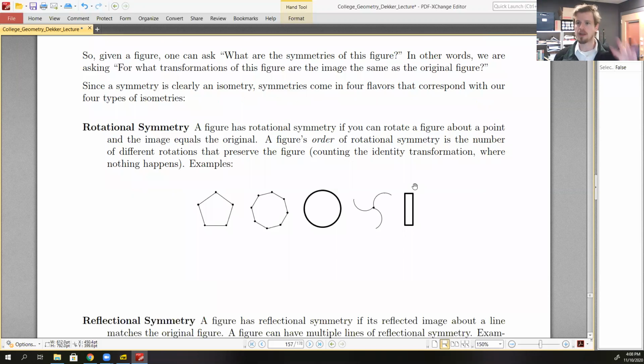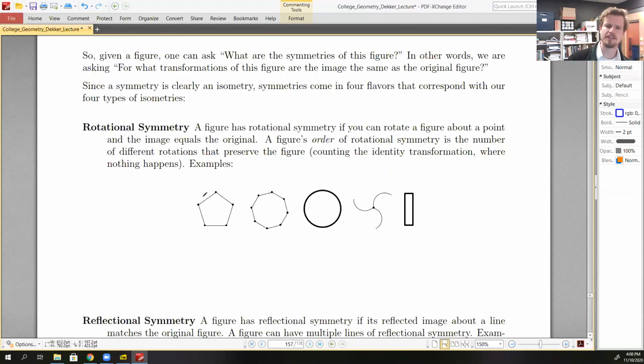Rotational symmetry. Can we rotate the geometric figure and end up with the same thing? When we can, the number of times we can rotate it before we get back to what we started with is called the order. Or you can think of it as the number of different rotations that we could do. So let's consider these examples.